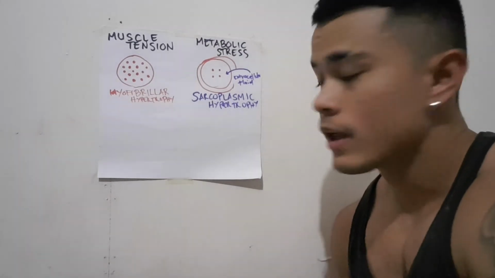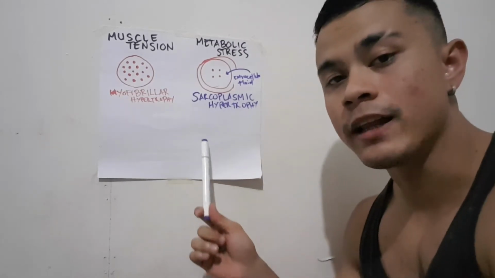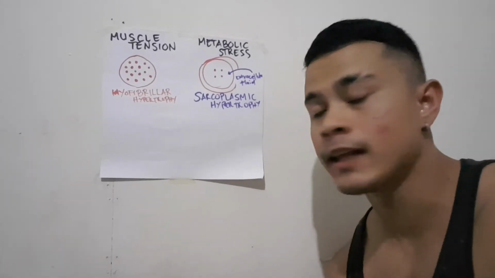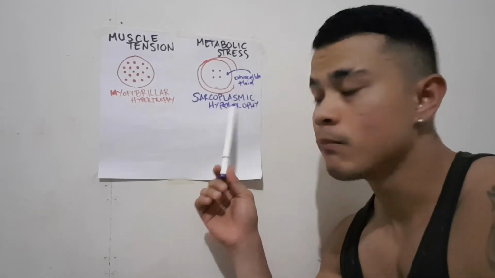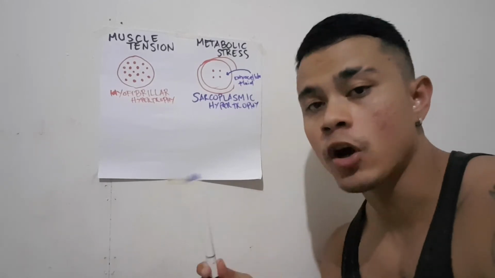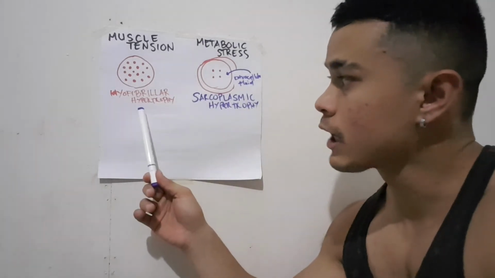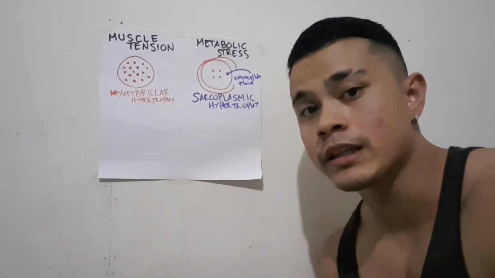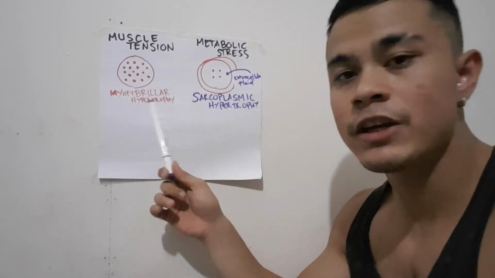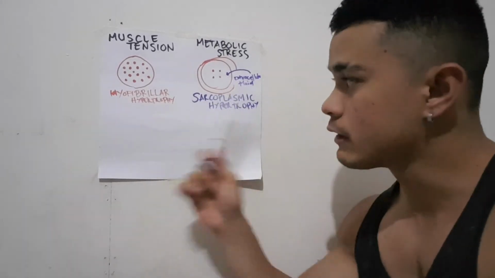But the important thing to note in sarcoplasmic hypertrophy is you need to achieve failure in order to get the most out of it. From the discussion, you would now understand why bodybuilders are bigger but not as strong as powerlifters, and why powerlifters are strong but not as big as bodybuilders. But myofibrillar hypertrophy and sarcoplasmic hypertrophy are not exclusive. So even though you are training for myofibrillar hypertrophy, you can still get the benefits of sarcoplasmic hypertrophy and vice versa.